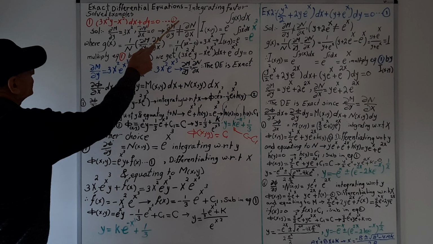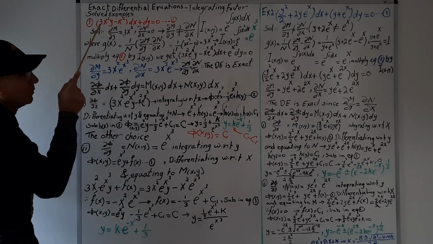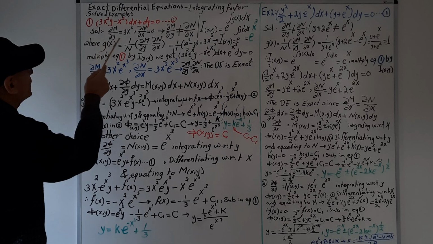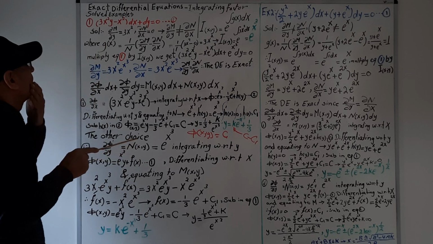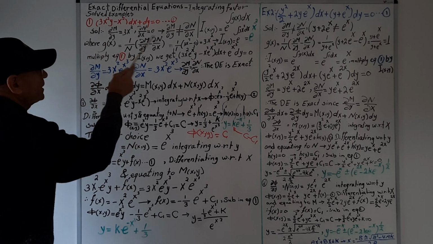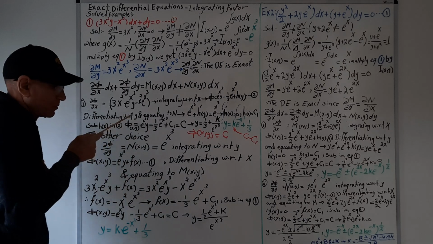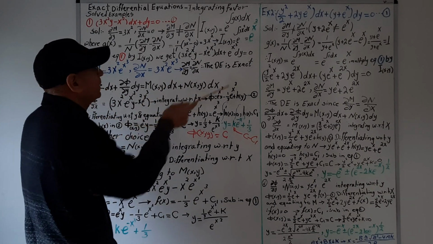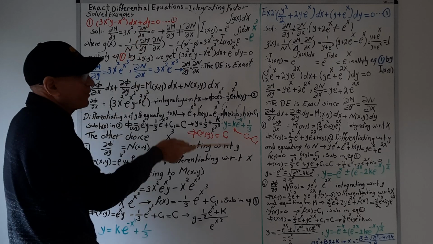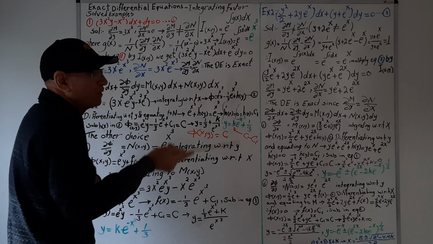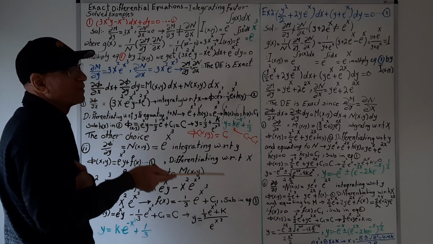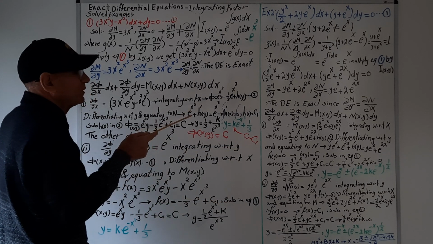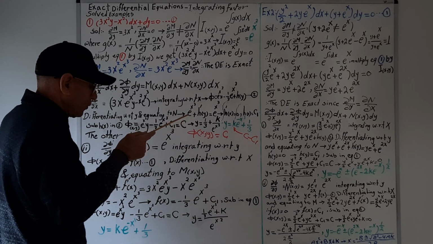this is equation 1. So we try to find if the partial of M with respect to y equals the partial of N with respect to x, and here they are not equal. So we will find an integrating factor to multiply the equation by this factor and see if the new partial of M with respect to y equals the partial of N with respect to x.